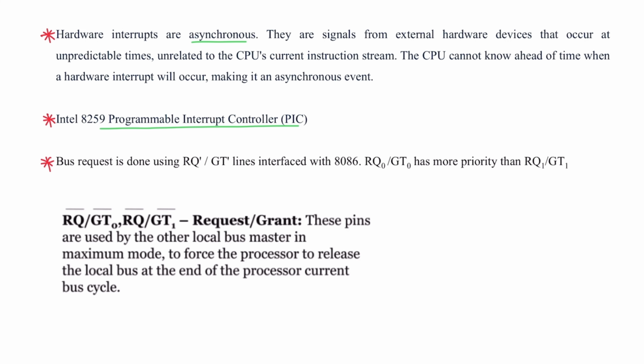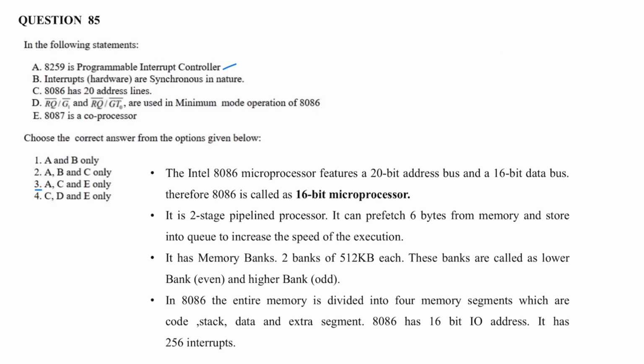They are the signals from external hardware devices that occur at unpredictable times, unrelated to the CPU's current instruction stream. The CPU cannot know ahead of time when the hardware interrupt will occur, making it an asynchronous event. Therefore, statement B is incorrect. Interrupts are asynchronous in nature.